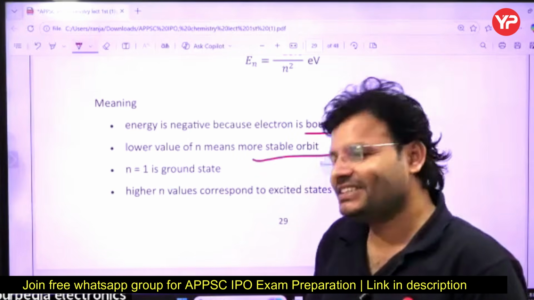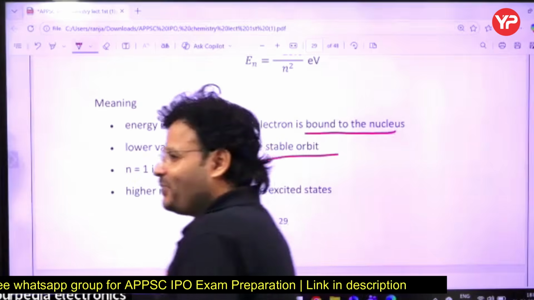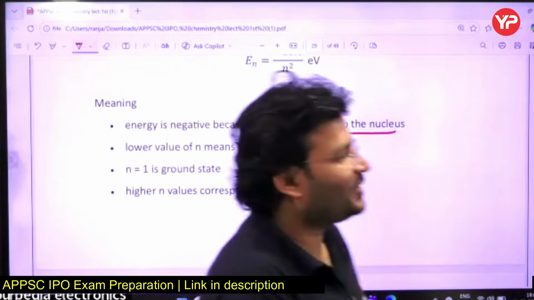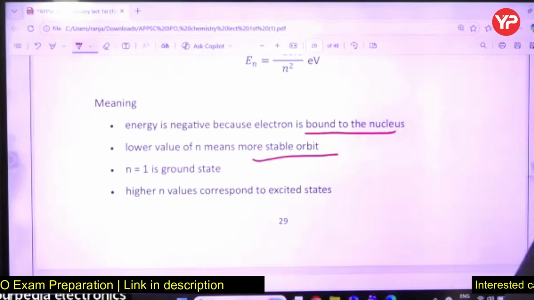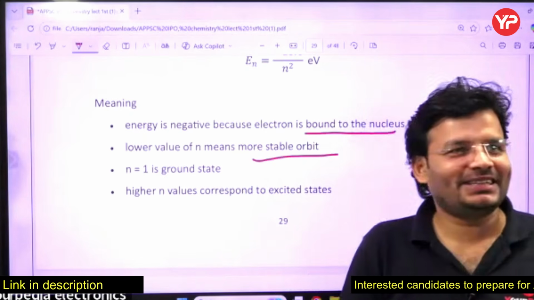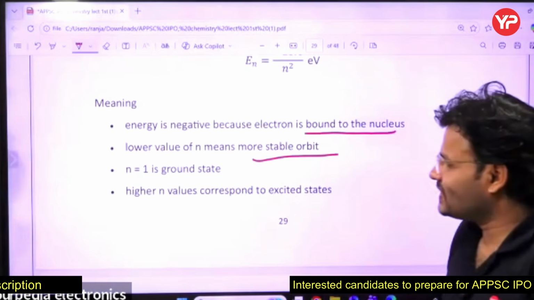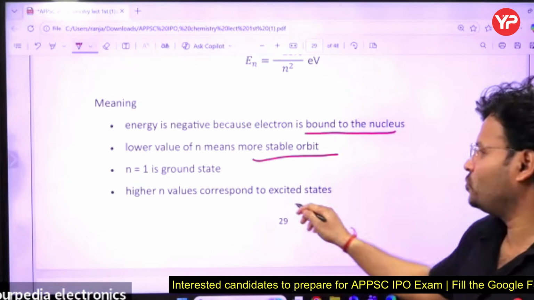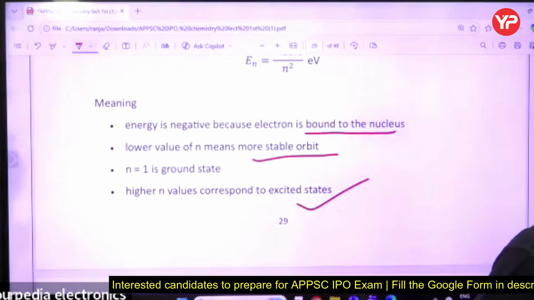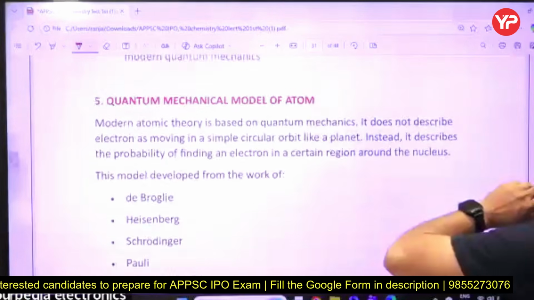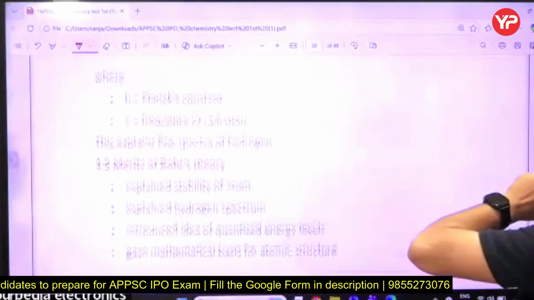In the same way, we can say the less desired, the more the happiness. Less energy, more stability. So n equal to 1 is the ground state. Higher n values correspond to excited states. That formula you need not remember, dear. I have just given it, but it is not that important.